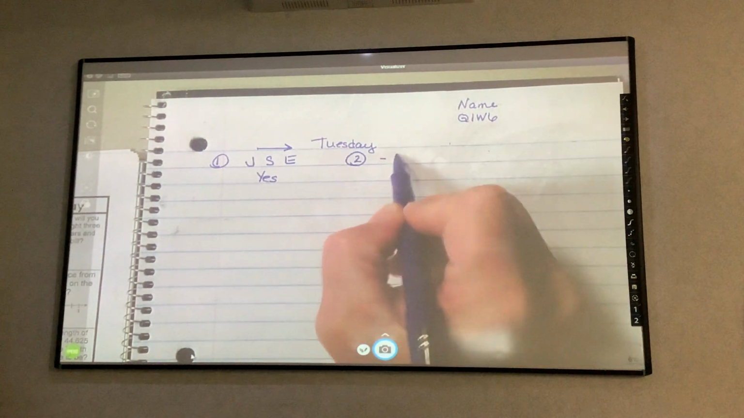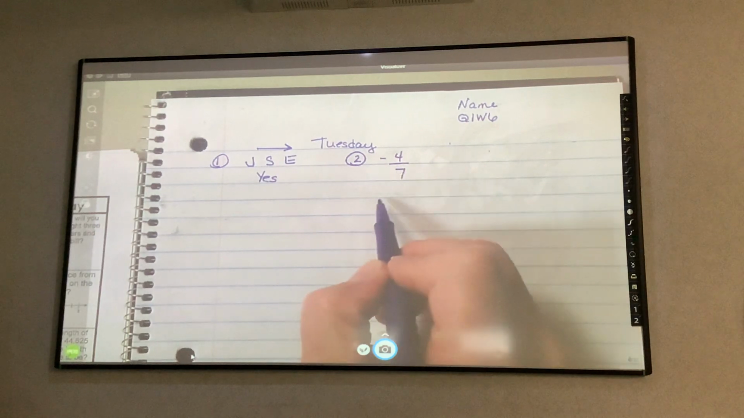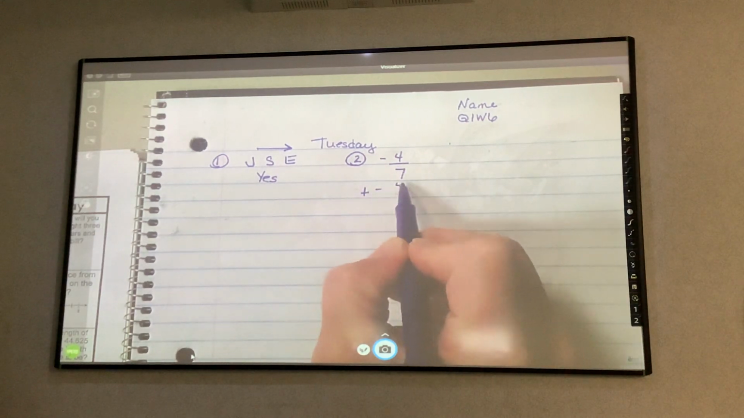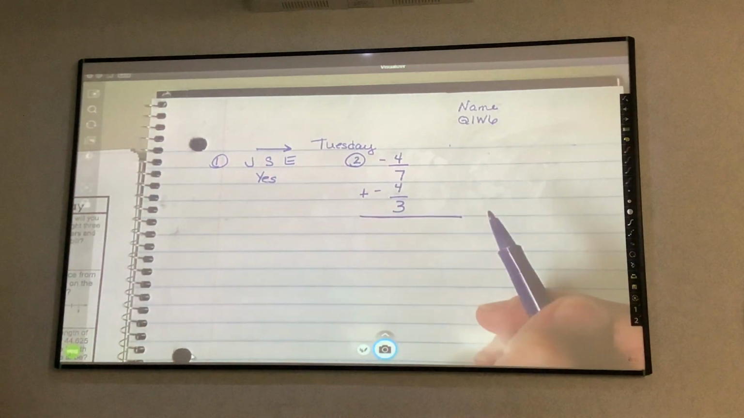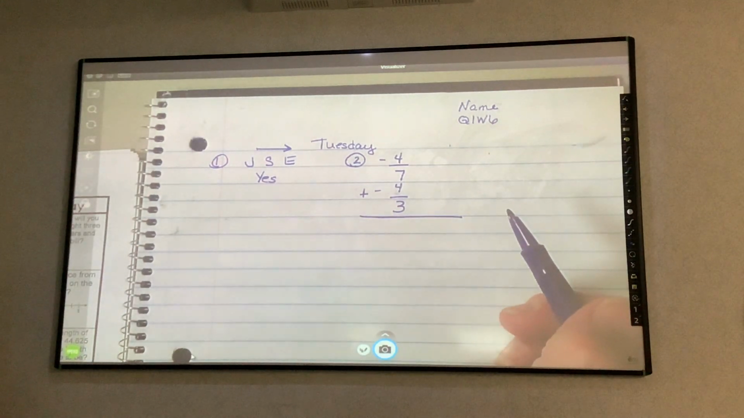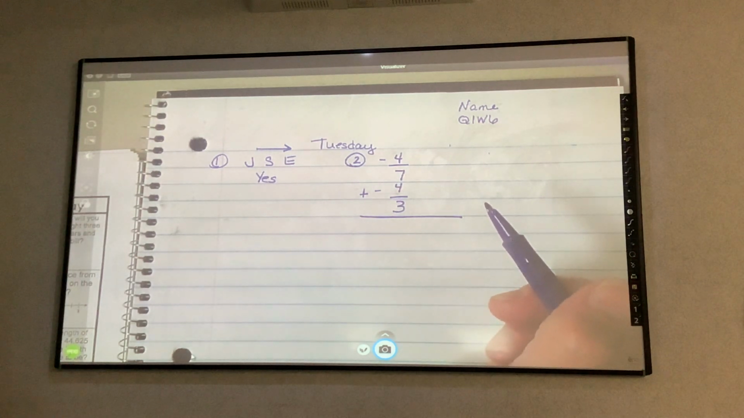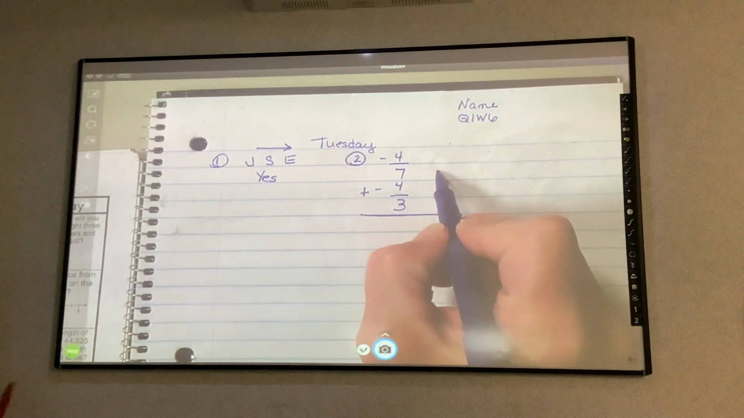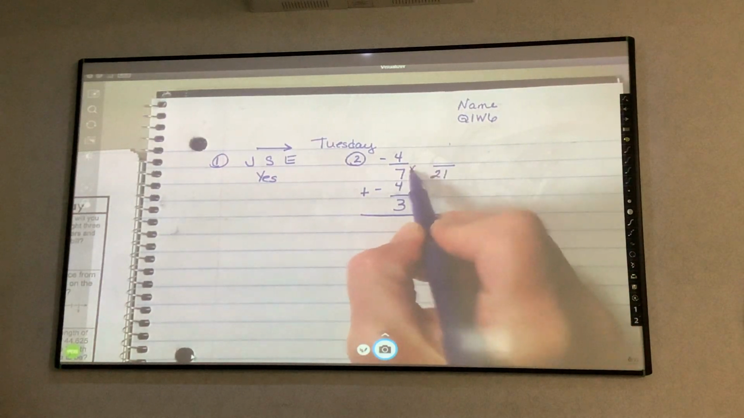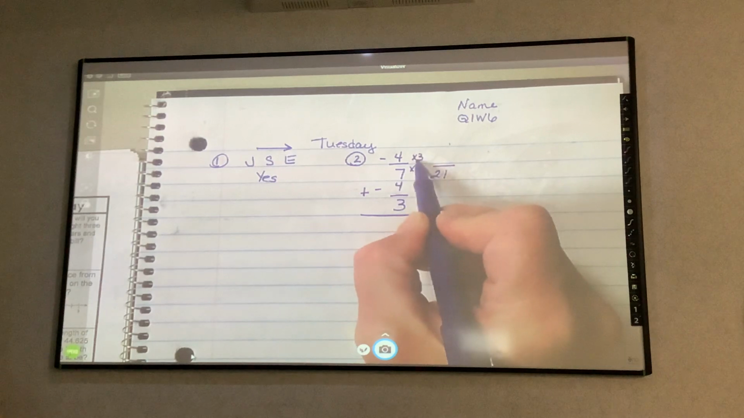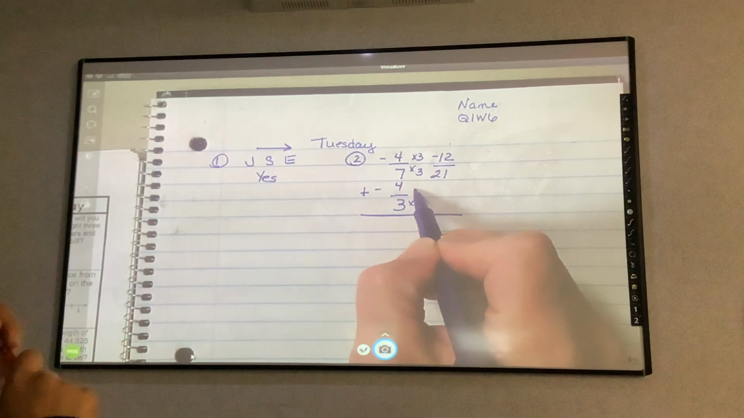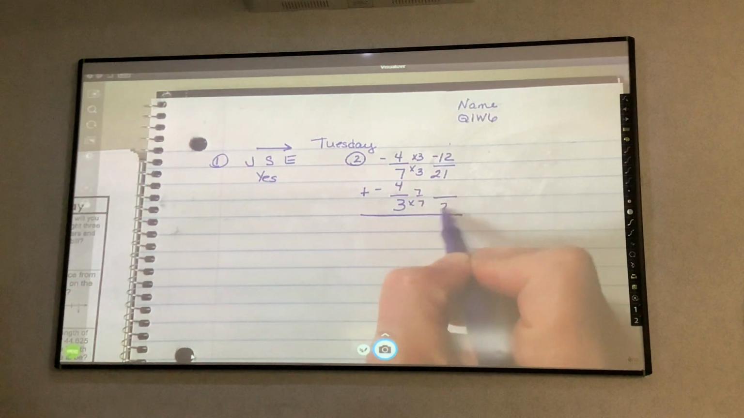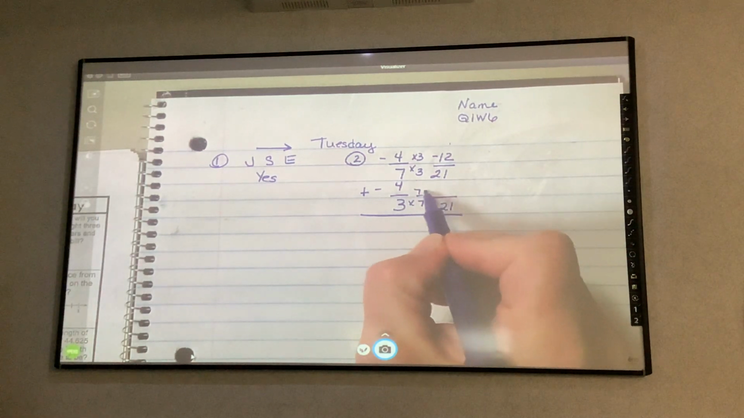A negative 4/7 plus a negative 4/3. You need to write it up and down in my class when we're adding or subtracting fractions. First thing we have to do is find a common denominator, which would be 21. Show how you got there, which was times 3, so this would be a negative 12. And this is times 7, so I have a negative 28.